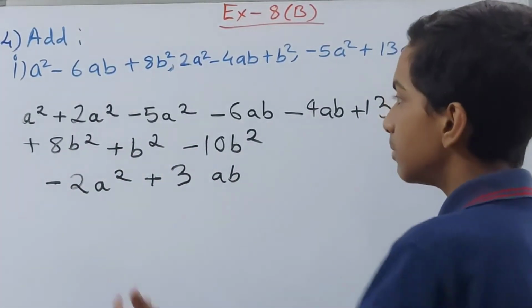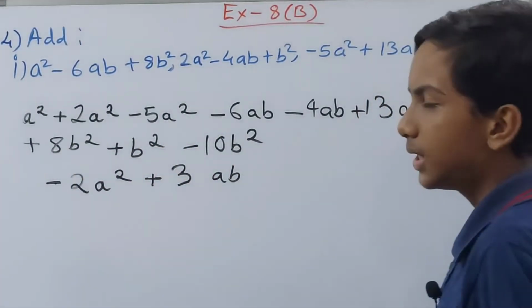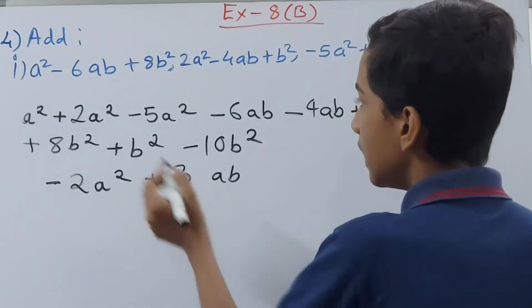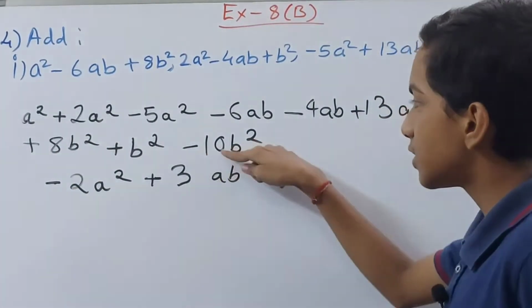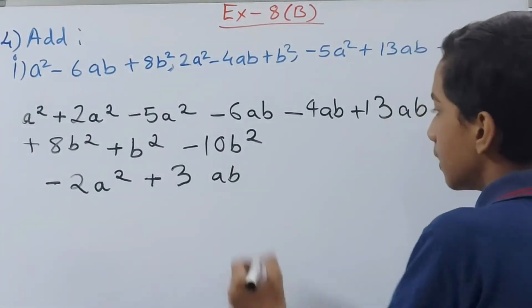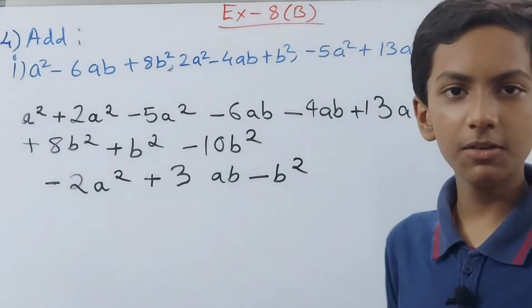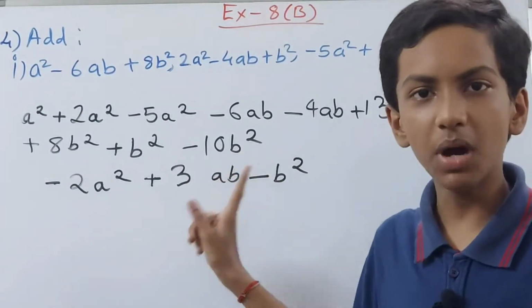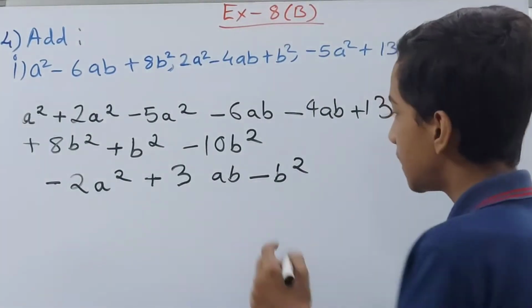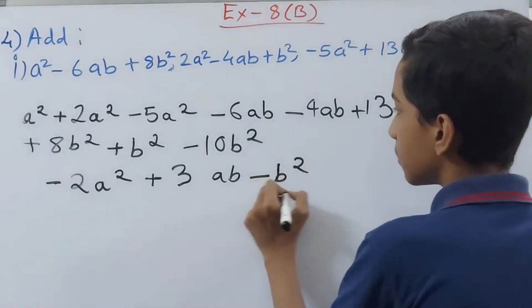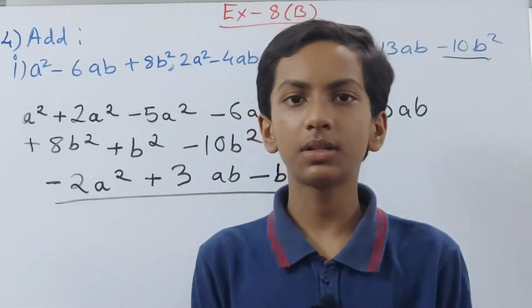So let us solve them. We have 8b square, b square, and minus 10b square. So 8b square and b square will be 9b square, and 9 and minus 10b square will be minus b square. You will get 1 if you subtract 9 from 10, but we don't write 1 here, it adds no value, so simply write minus b square. This becomes our answer.